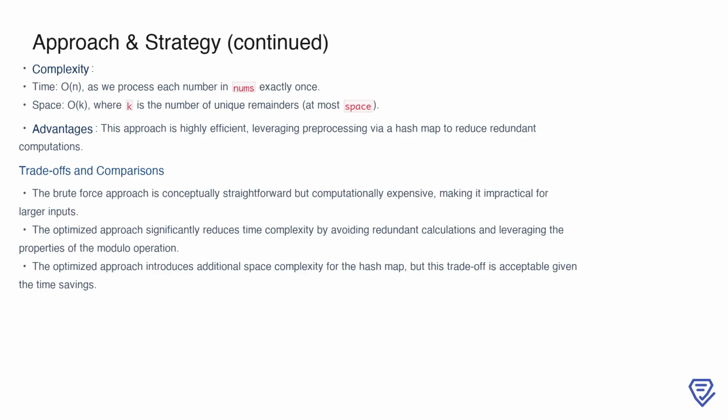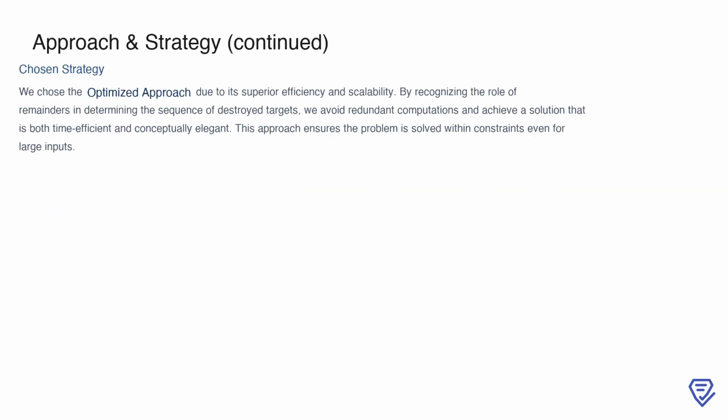Comparing the two methods, the brute force approach is conceptually easier to grasp but computationally expensive, making it unsuitable for larger datasets. On the other hand, the optimized approach significantly reduces time complexity at the cost of using extra space for the hash map. However, this trade-off is well worth it given how much faster the solution becomes. Ultimately, we chose the optimized approach because of its superior efficiency and scalability.